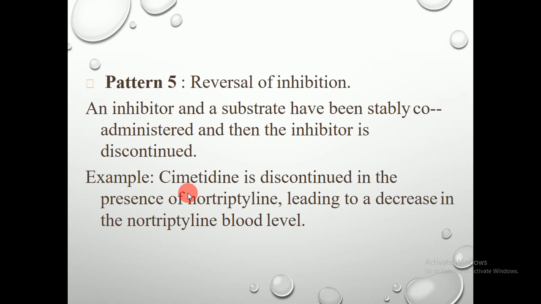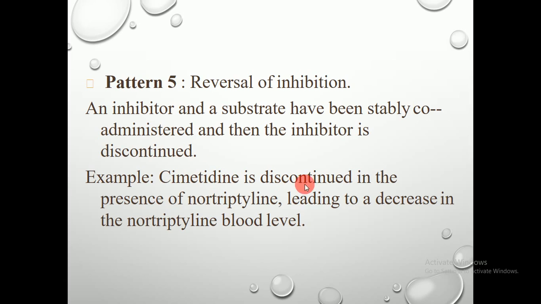Now we come to pattern 5. In pattern 5, we will discuss the reversal of inhibition. The inhibitor and the substrate have been stably co-administered, and then the inhibitor is discontinued. For example, cimetidine is discontinued. Cimetidine is an H2 receptor antagonist, used in the treatment of peptic ulcer, duodenal ulcer, and gastric ulcer, depending upon the condition of the patient.